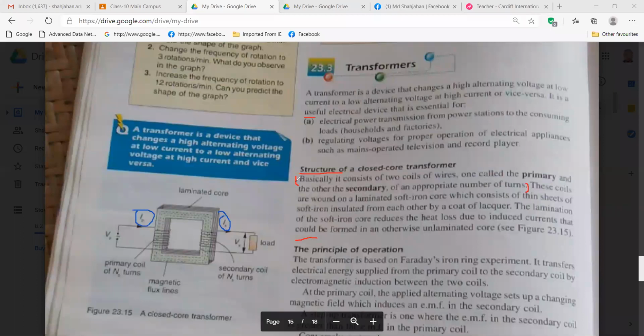Sir, basically it consists of two coils of wire, one called the primary. Yes, yes, yes.